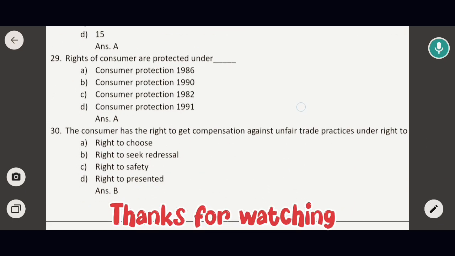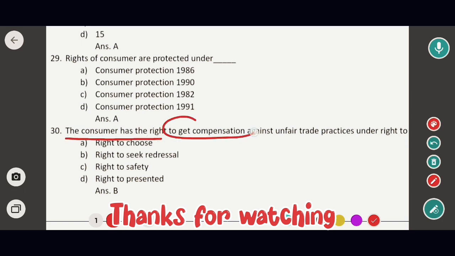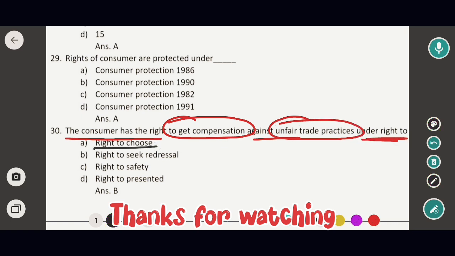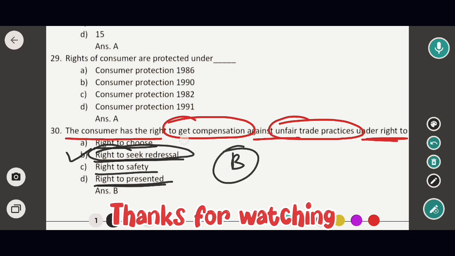This is the last question. The last question is about the consumer's right to get compensation against unfair trade practices under the right to what? Options are right to choose, right to seek redressal, right to safety, and right to be heard. So in this case, the correct option would be option B. That means right to seek redressal. So in this case, the correct option would be option B. That means the consumer has the right to get compensation against unfair trade practices under the right to seek redressal. So in this case, option B would be the correct answer.